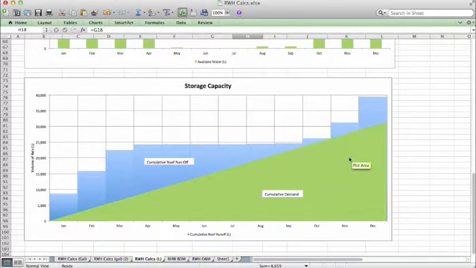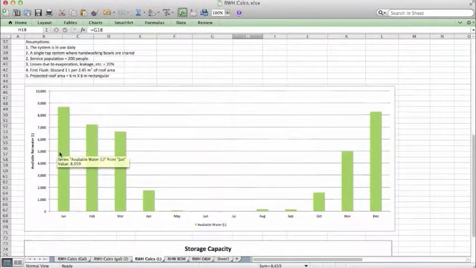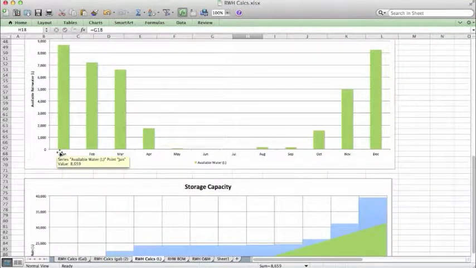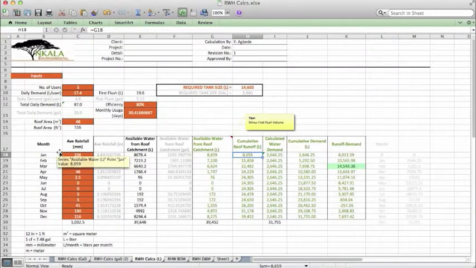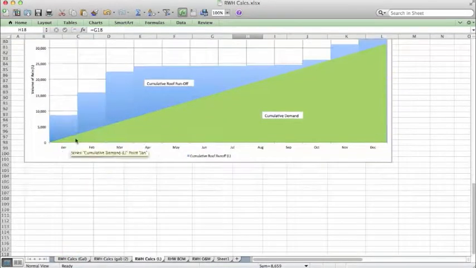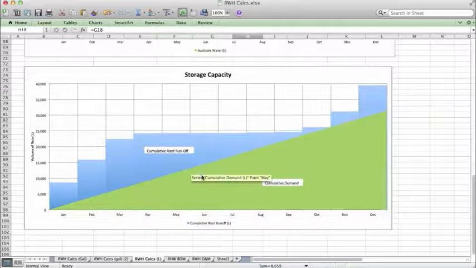Then this one in green is the cumulative demand, which of course just goes up and up and up. So what we're concerned about is the volume of storage above our demand. We want to be able to store a certain amount of rainwater above our demand for use during the dry periods of the year, right? During the wet part of the year, we have so much more rainwater above our demand, but what's important is how much of that can we actually store. So this chart tells us that.